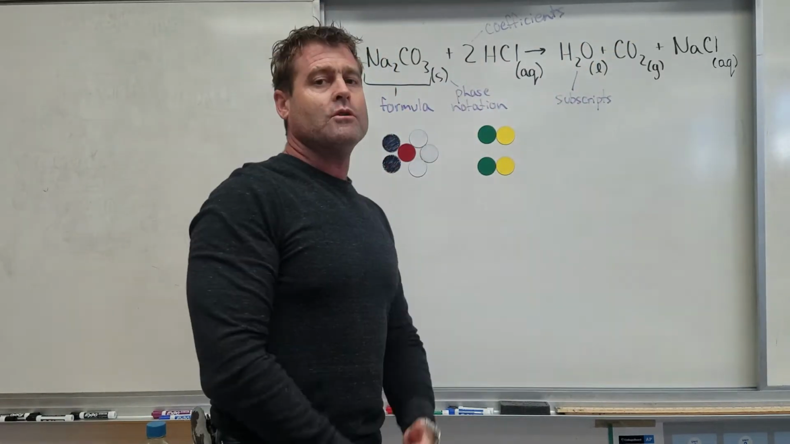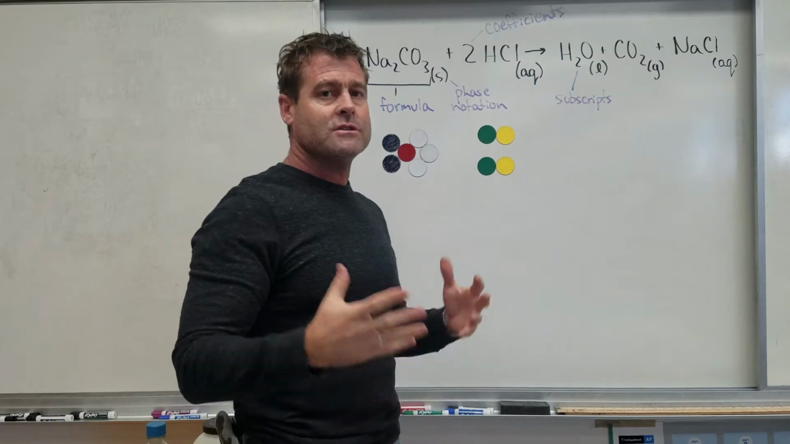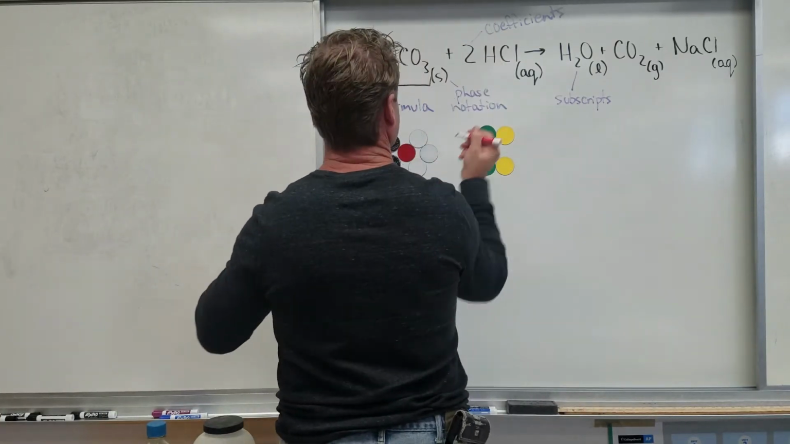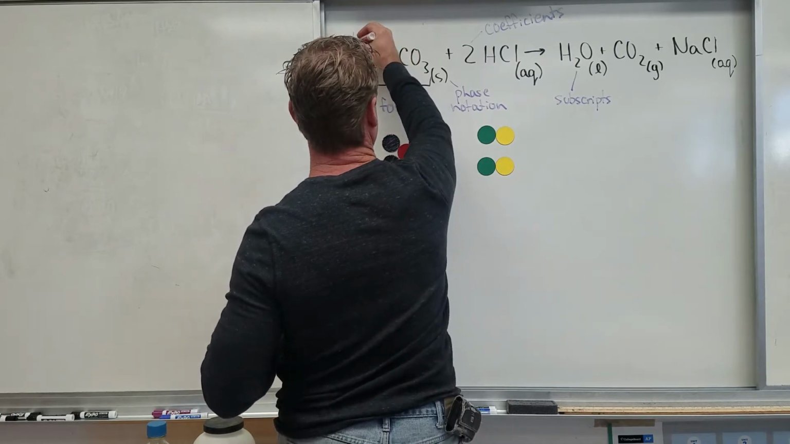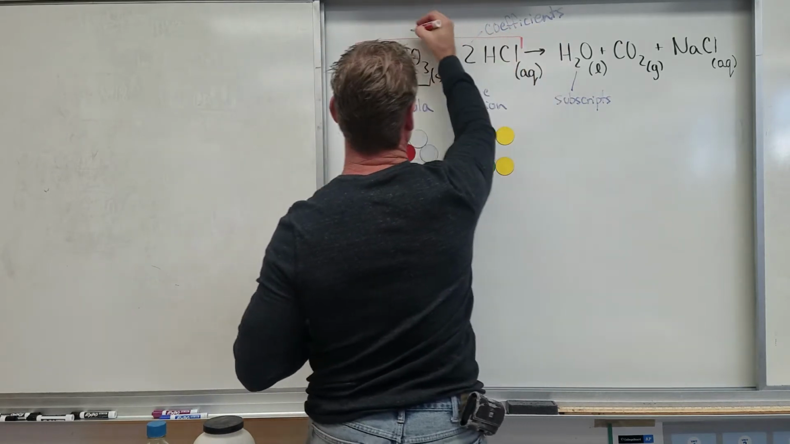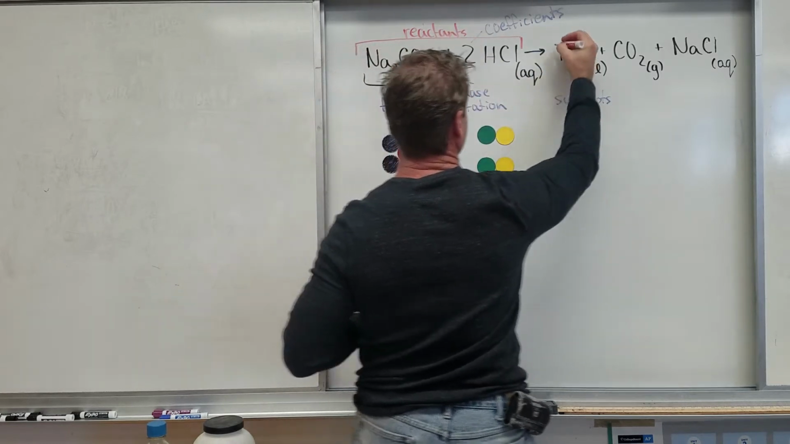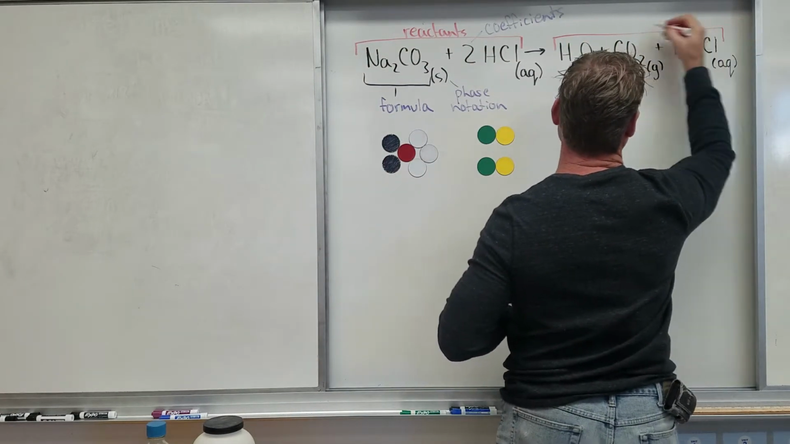Like I said, you guys, a chemical equation represents a chemical reaction. So you guys can think of, here's another big thing. So everything on the left side of the equation are called the reactants. And everything on the right side of the equation are called the products.